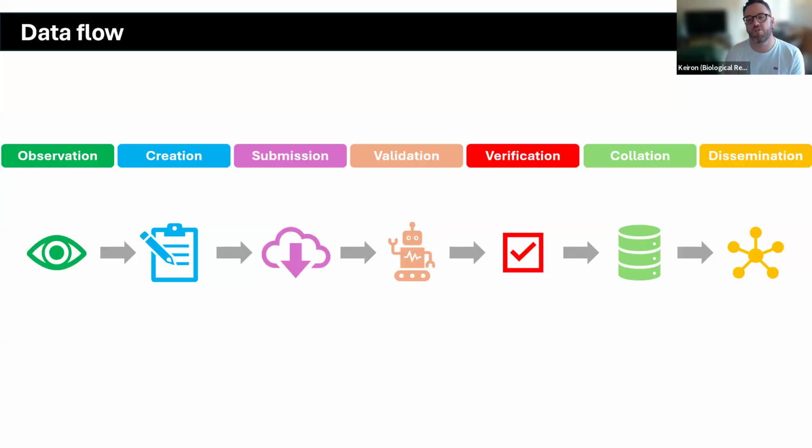Then it goes through a series of checks. We've got validation, where we check that everything's in the right format. We go through verification, where we check that the data is likely to be correct. And then once it's been through those checks and any records that are not acceptable filtered out, we collate them into data sets where they can then be disseminated through platforms like the NBN Atlas, etc.